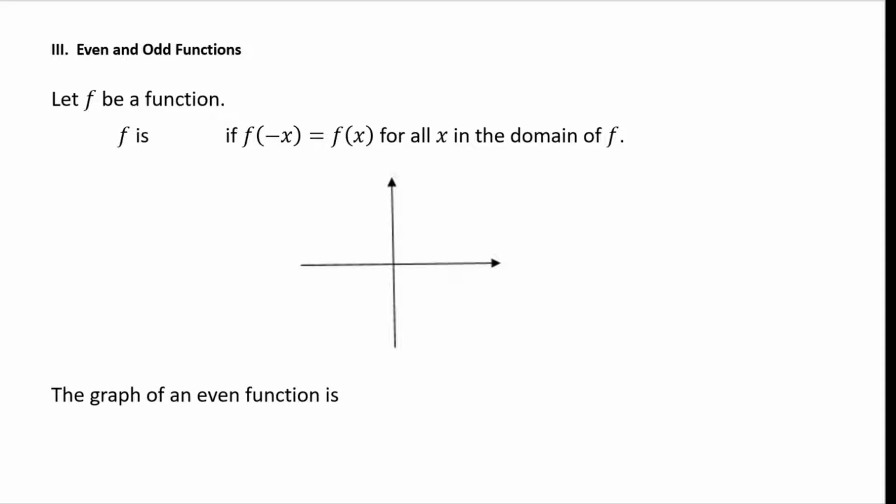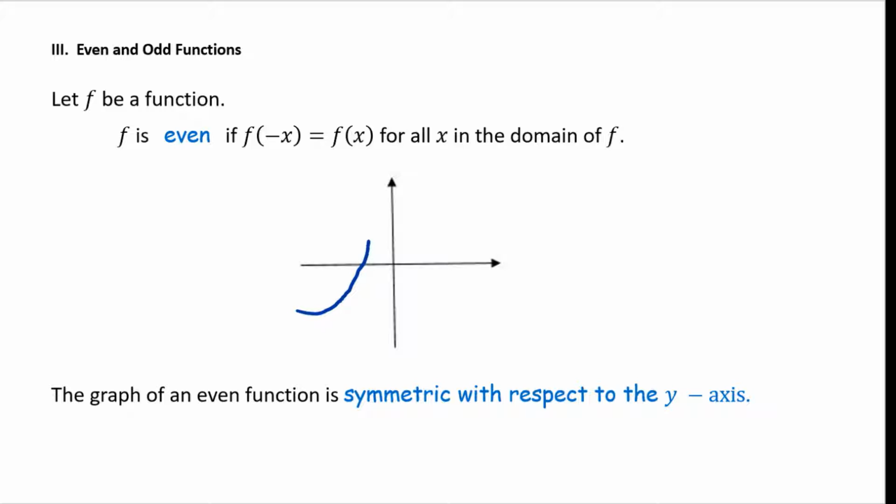Roman numeral 3, even and odd functions. Let f be a function. F is even if f of -x equals f of x for all x in the domain of f. The graph of an even function is symmetric with respect to the y-axis. What that means is for a given image of a graph, let's say it's increasing from the third quadrant through the second and it touches the y-axis. If the function is even, then the image of that graph is reflected, just like looking in the mirror, on the other side of the y-axis.